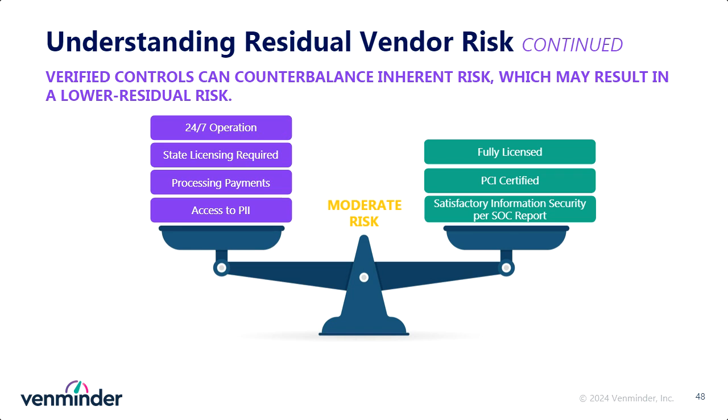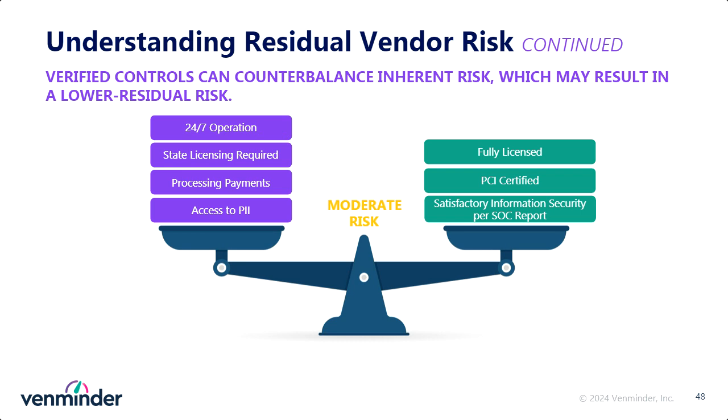However, once these controls have been put in place and verified, that scale is balanced and that previous high risk rating is lowered to moderate risk. Some of these controls would be validating that the vendor is fully licensed and PCI certified, and reviewing its SOC report to confirm it has satisfactory information security controls in place. All of those risks are still there in the vendor engagement, but the controls bring them to a more acceptable level, so your organization is more confident in working with that vendor.